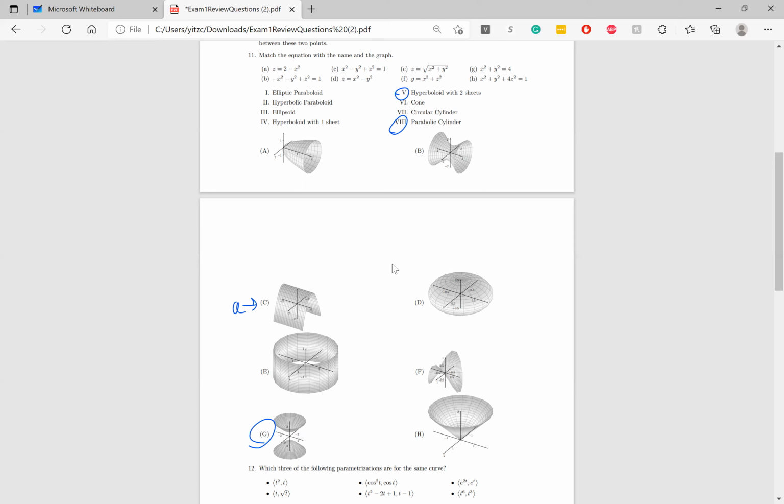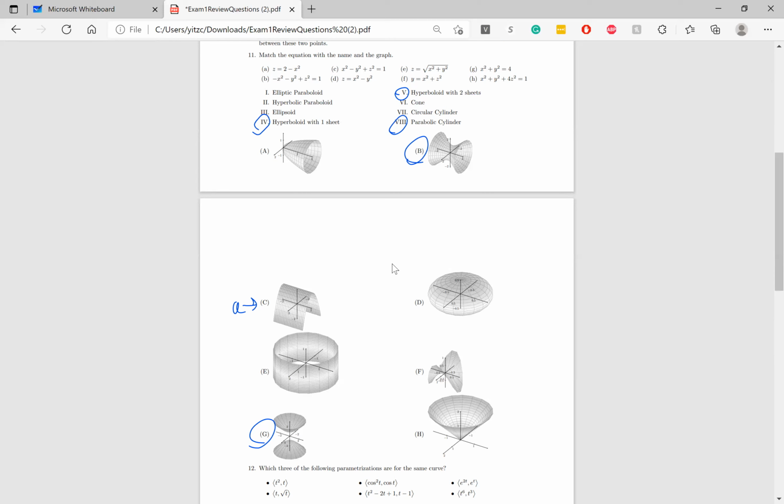Anyone can tell me what C looks like? B, yes. So C is B, because for C, you can make the same steps, but now you're moving the y to the other side. So you get x squared plus z squared is equal to 1 plus y squared. And now your 1 is positive, so you're in a hyperboloid of only one sheet. But it's going in the y direction. So your y is kind of behaving like your z, and that's exactly what B looks like. And that is a hyperboloid with one sheet.